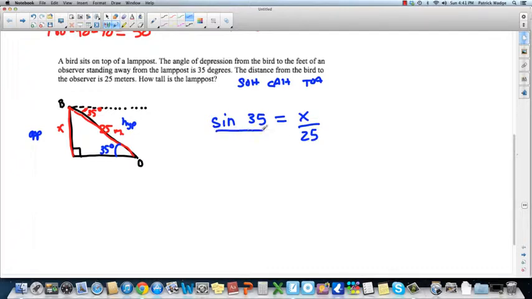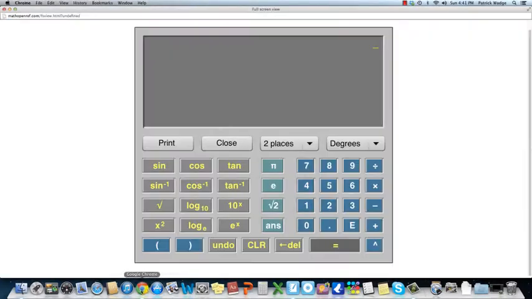I like to put it over 1 and cross multiply. So what are we multiplying? We're going 25 times sine 35 and dividing by 1. So I think I have a calculator here somewhere. 25 times sine 35 equals, you're going to divide it by 1. Hopefully you'll realize that's not going to make any difference, but if you don't, that's fine.